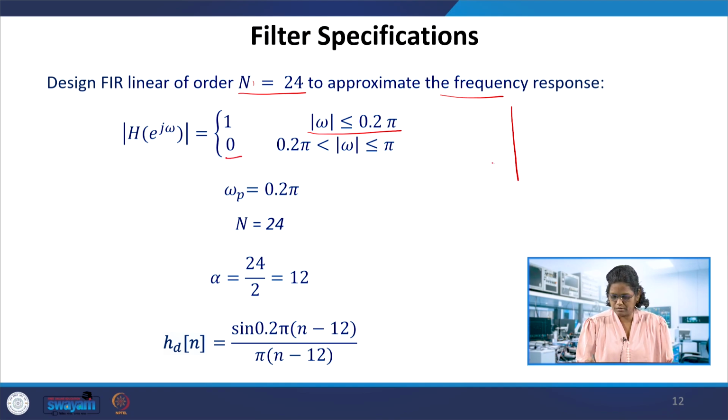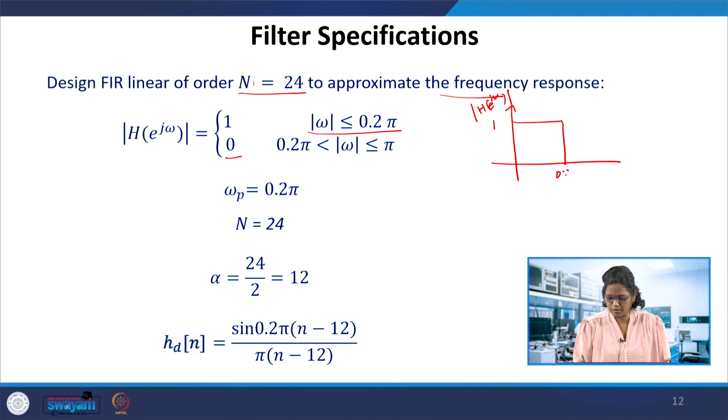So the response is like this, with the cutoff here. This is 1, which is what is desired up to 0.2 pi, and from 0.2 pi to pi it is completely 0. So this is the ideal response which should be designed with order n equal to 24. So what is the passband frequency? Only one frequency is given, which is 0.2 pi, and n is 24.